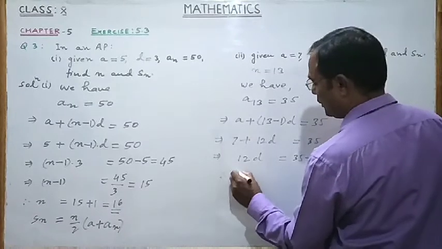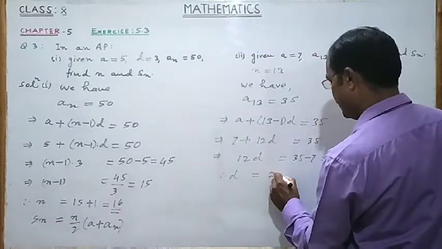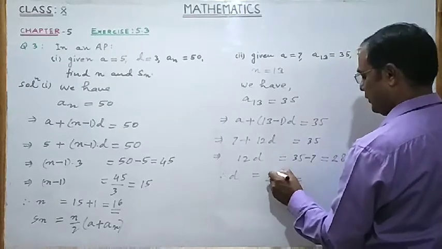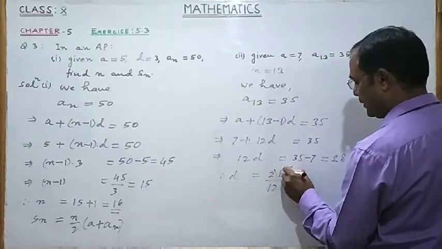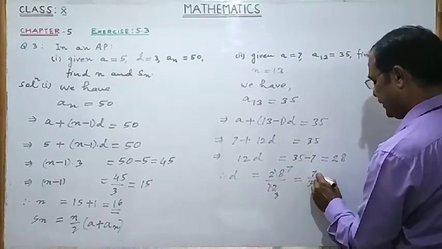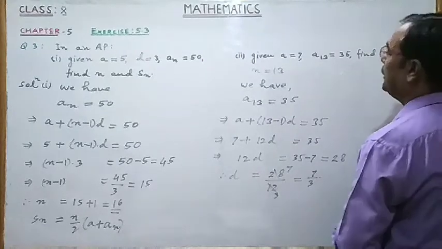So therefore d equal to 28 by 12. 4 7s are 28 and 4 3s are 12. So the common difference is 7 by 3.